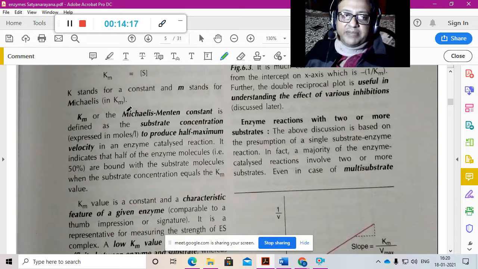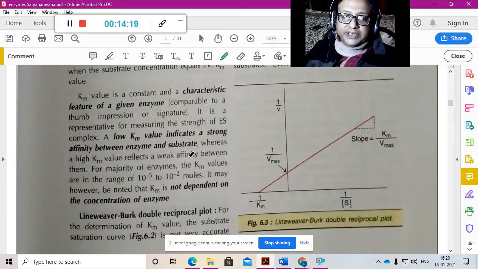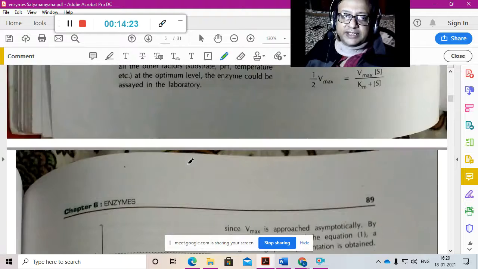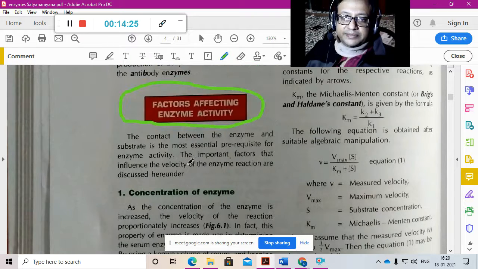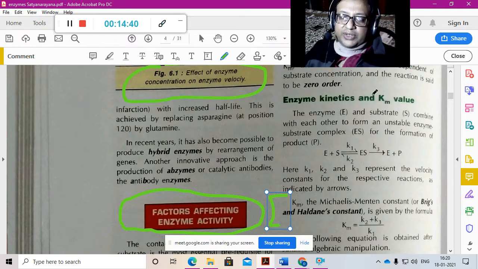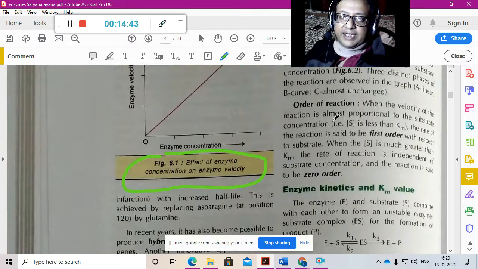Km is known as the Michaelis-Menten constant. Now let us have a look at the Michaelis-Menten equation. The Michaelis-Menten constant is also known as the Briggs-Haldane constant, after Briggs as well as J.B.S. Haldane. This is a first order reaction.